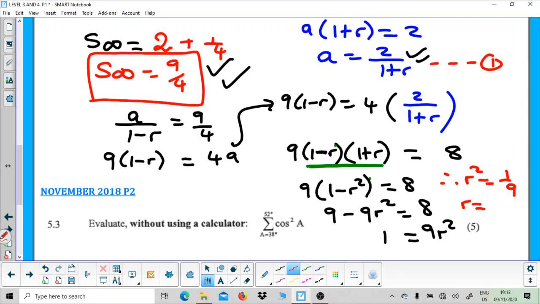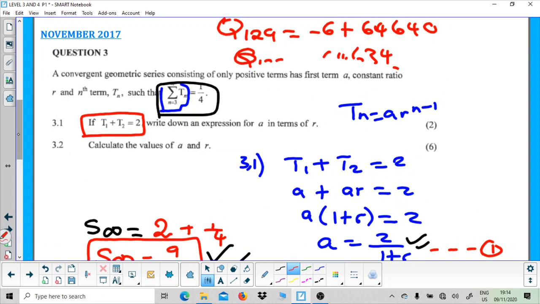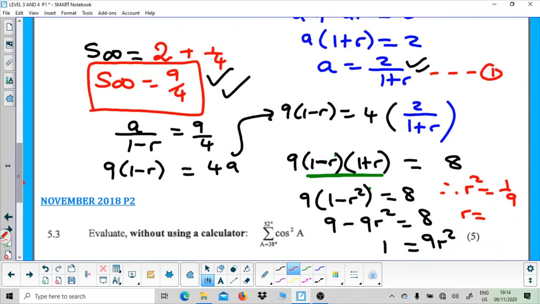What is our r? Plus or minus 1/3. But we were going to say plus or minus. However, the question said something, so we can pick what's supposed to happen here. Look, it consists of only positive terms. If your common ratio becomes negative, when you multiply with it at times, it will make some things negative as well. So we are going to pick only the r that is positive here. So our r is going to be positive 1/3 only. That's the answer we're going to take.